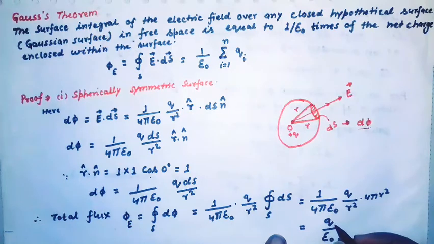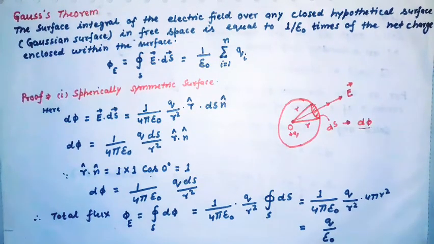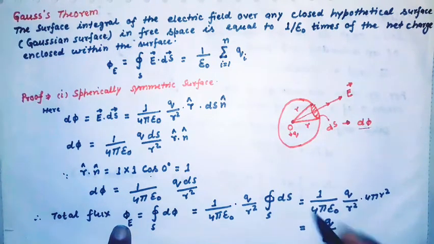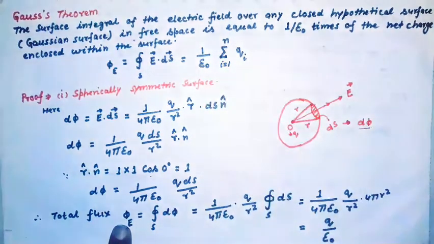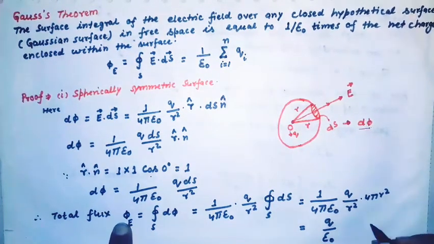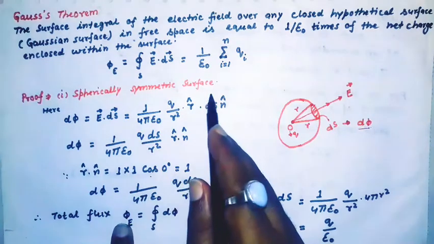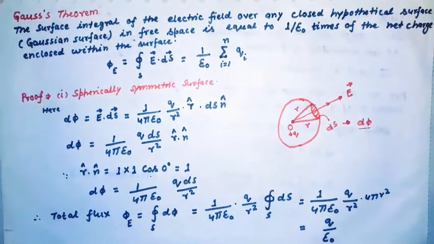What is this q? This is the net charge divided by epsilon naught. And we had to prove that the total flux is equal to net charge upon epsilon naught according to the statement of Gauss theorem. So we have proved Gauss theorem for a spherically symmetric surface. Now in the next case we will see the proof of Gauss theorem for any shape.